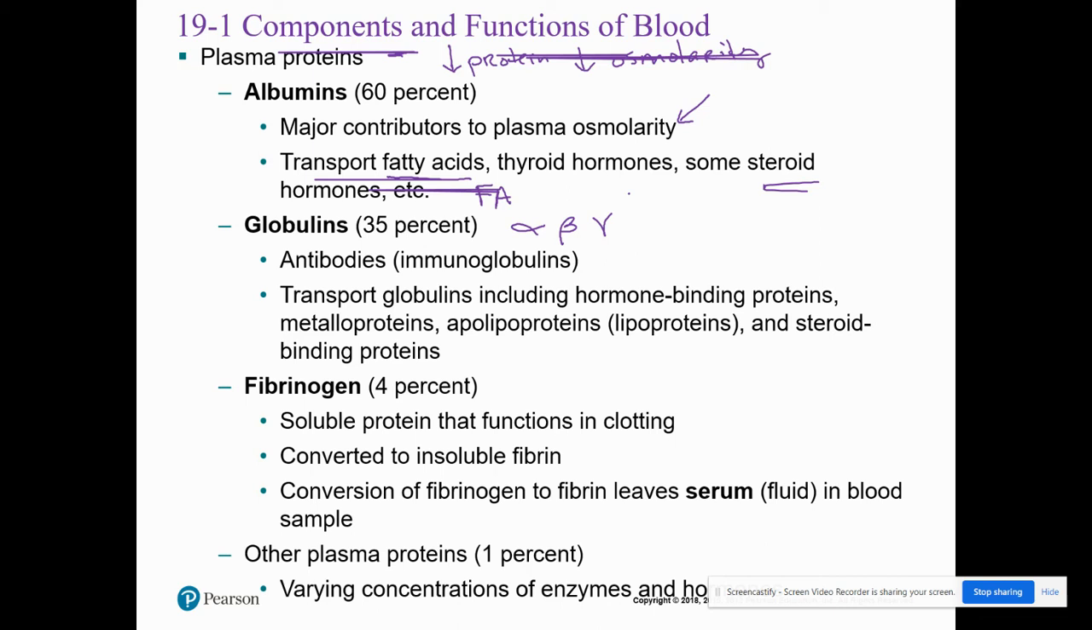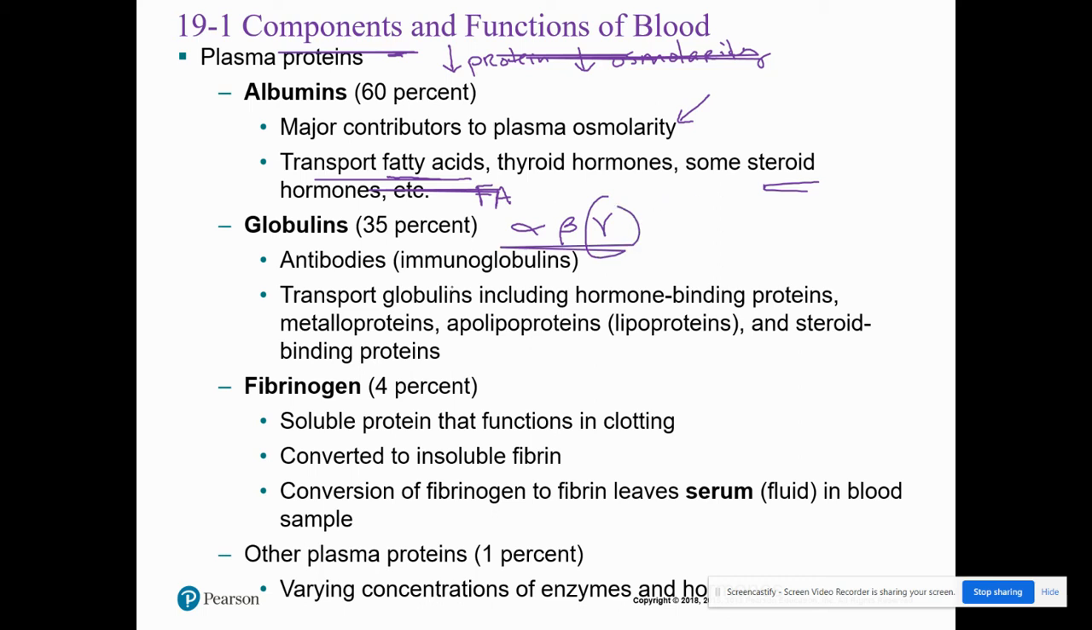Alpha and beta are generally going to be formed... we're going to go over them more when we get to immunity, but the alpha and beta are going to be formed in a different place than the gamma is, and that's not even a very pretty gamma, but we'll talk about where the gamma is formed later.